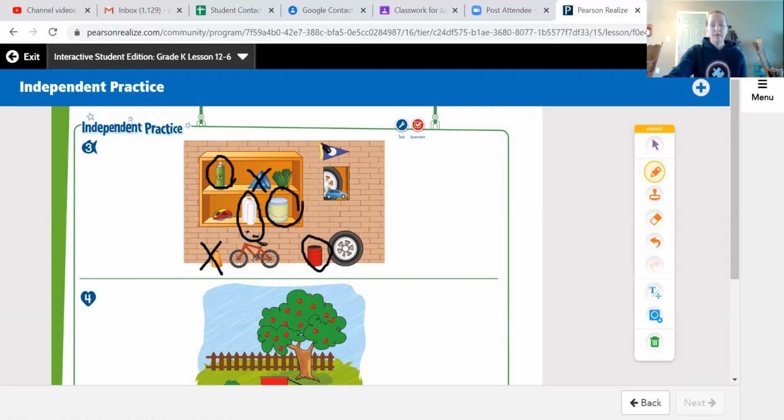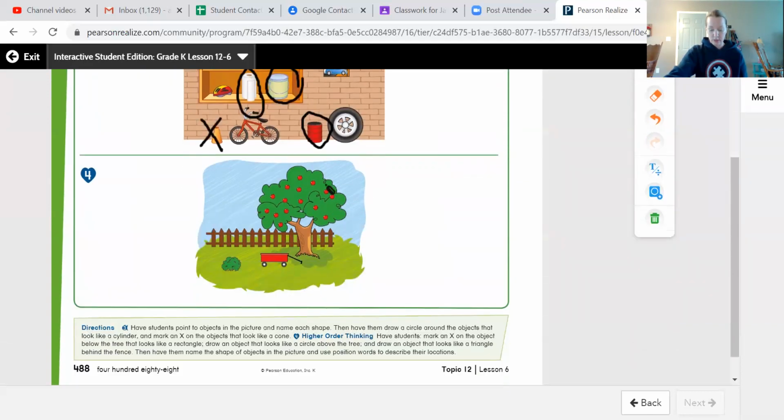The flag, I mean, we're going to say no because it's flat. So if it's flat, then we're going to call it a rectangle. I'm sorry, not a rectangle, a triangle. That shape that is flat is a triangle. So we are not going to X that one out. All right, good job. Now we're going to go down here to number 4 with the tree.